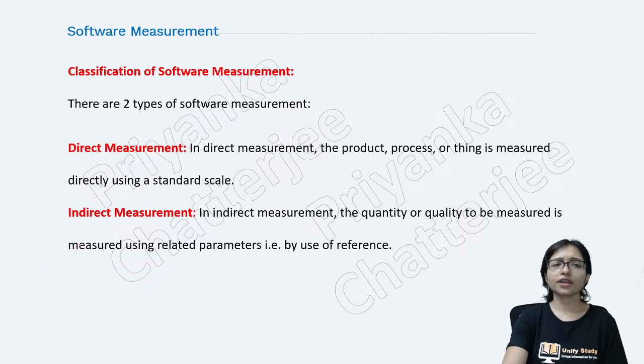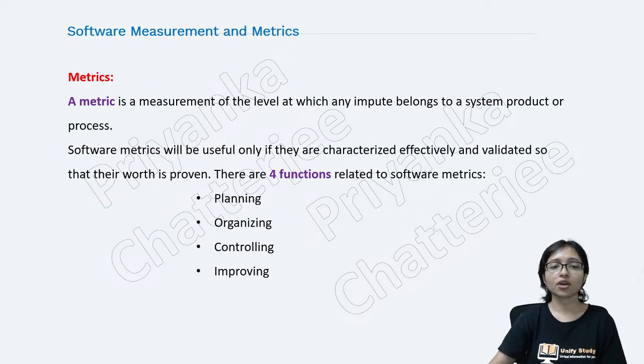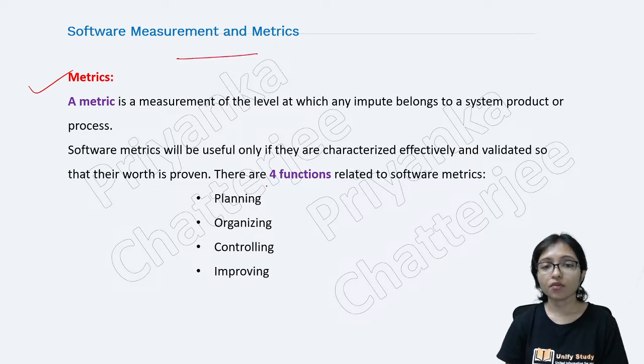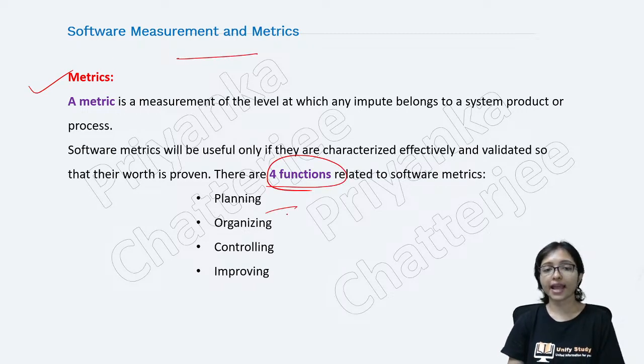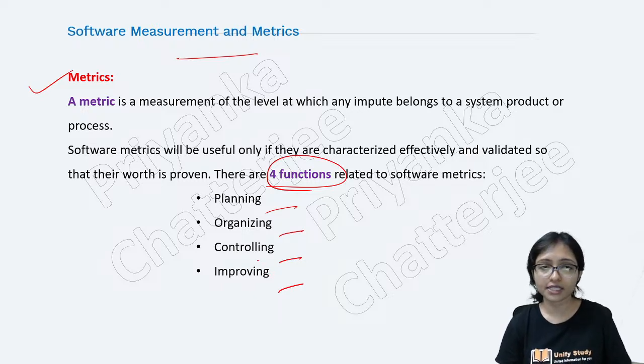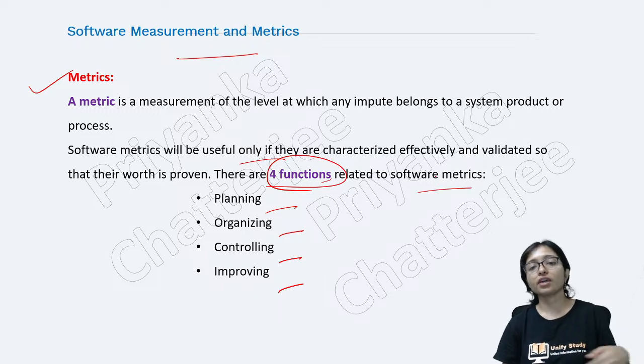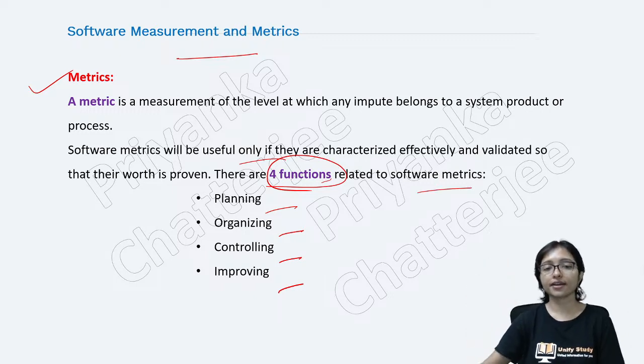Need of the software requirement you know already. Classification: direct measurement and indirect measurement, two ways we can measure. What are the metrics of the software? Four functions are there: planning, organizing, controlling and improving. These are the main four parts of the software whenever you are maintaining it. So the metrics are useful when we are going for these four functions.